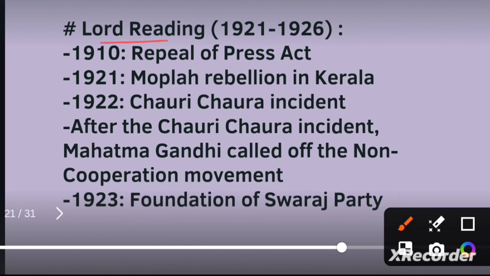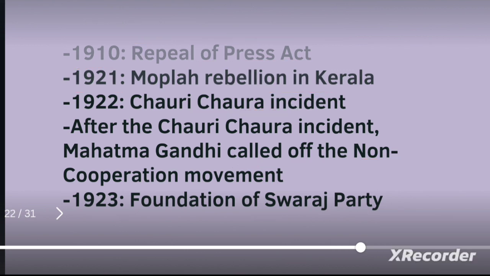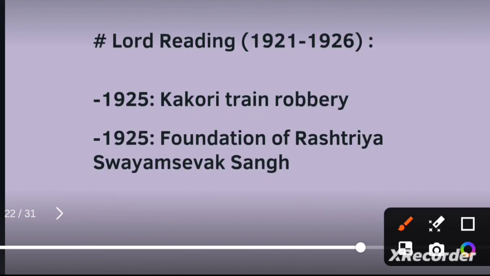Lord Reading, 1921 to 1926. 1921, Moplah Rebellion in Kerala. 1922, Chauri Chaura incident. After the Chauri Chaura incident, Mahatma Gandhi called off the Non-Cooperation Movement. 1923, foundation of the Swarajya Party. 1925, Kakori train robbery. 1925, foundation of the Rashtriya Swayamsevak Sangh.